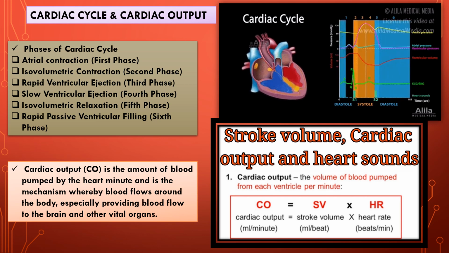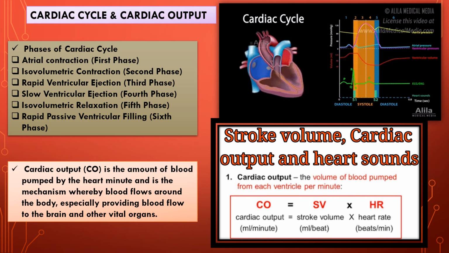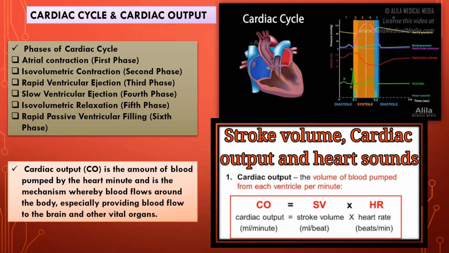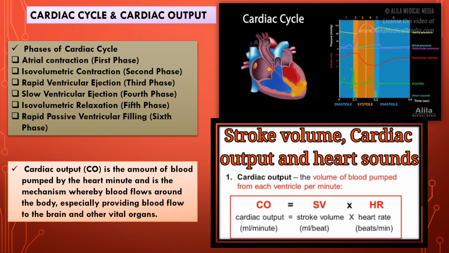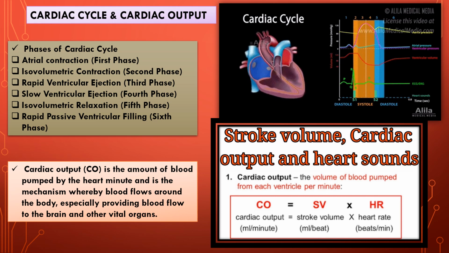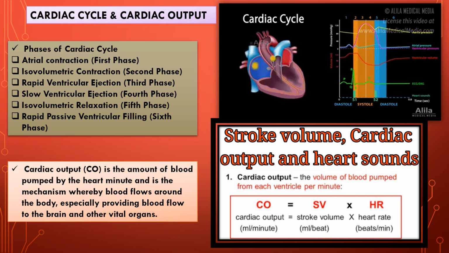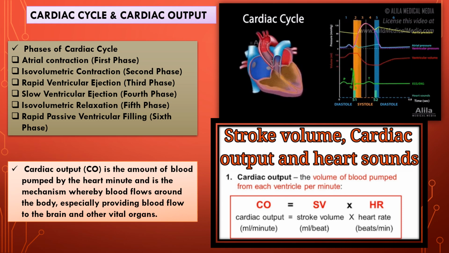Now see the second diagram, stroke volume, cardiac output and heart sounds. So cardiac output is the volume of blood pumped from each ventricle per minute. It is calculated like this: cardiac output is equal to stroke volume, that is SV, times HR, that is heart rate. Cardiac output actually means a mathematical expression in milliliters per minute. That is, stroke volume is in milliliters per beat and heart rate is in beats per minute.